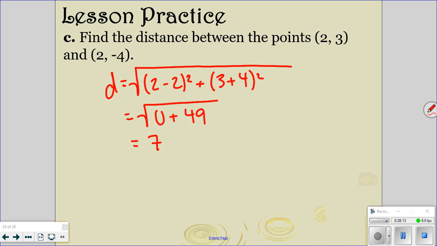Did we have to use the distance formula? No, because our x values are the same. So you could have just done absolute value of -4 minus 3, which is 7. So either way, you'll get the same answer.